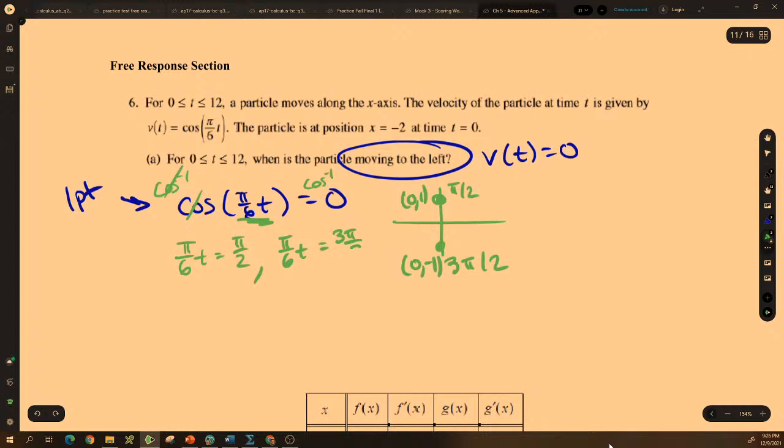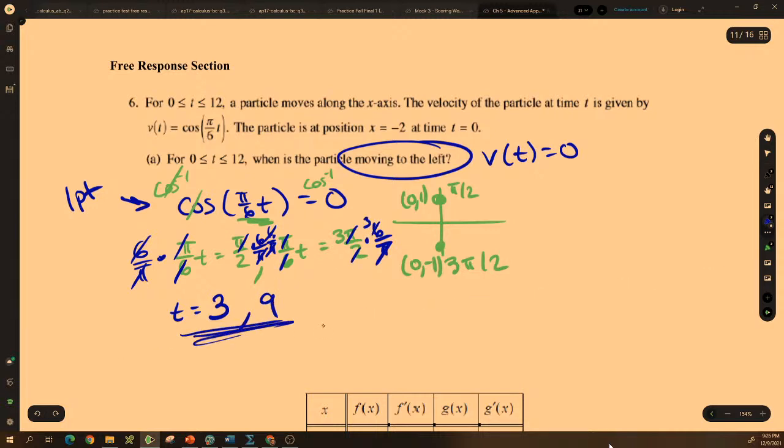Now I'm going to multiply both sides by 6 over pi to isolate t. This gives me t equals 6 over 2, which is 3. Here, same thing, multiply by 6 over pi. Pi's cancel. 6 cancels with 2 to 3. 3 times 3 is 9. So t is 3 or t is 9.